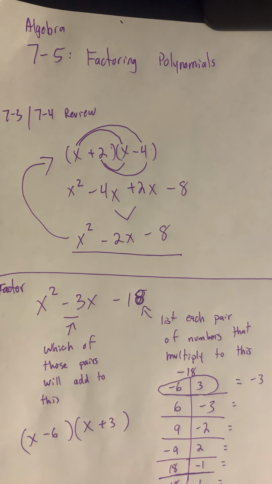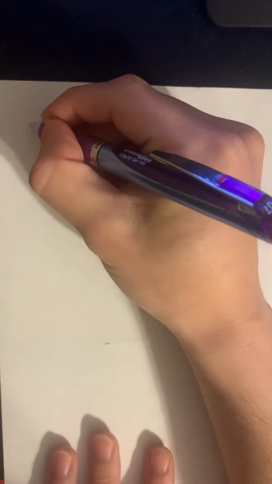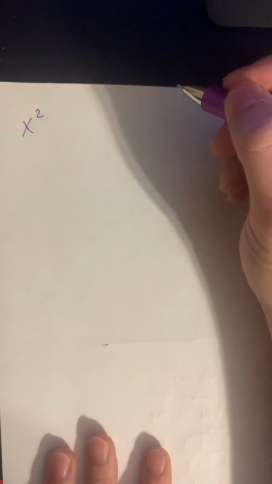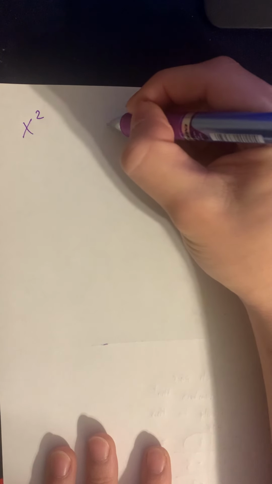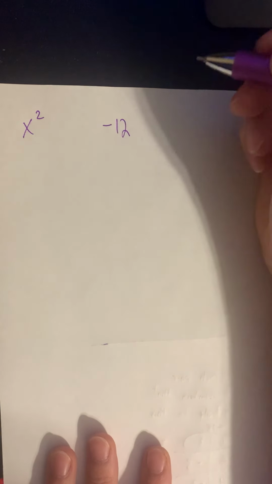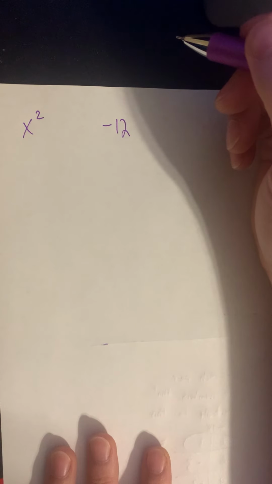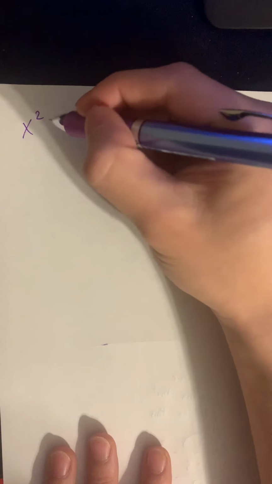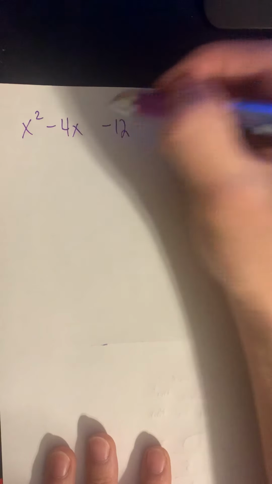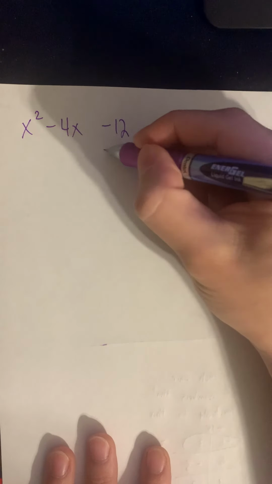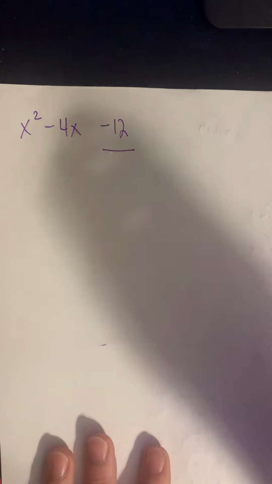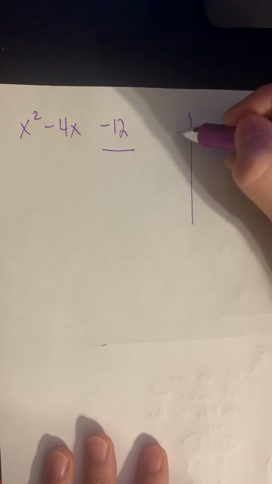All right, so let's go ahead and do another example of that. So we have x squared minus 4x minus 12 here. All right, so first thing we want to do, we want to look at this number and list out the pairs of factors.